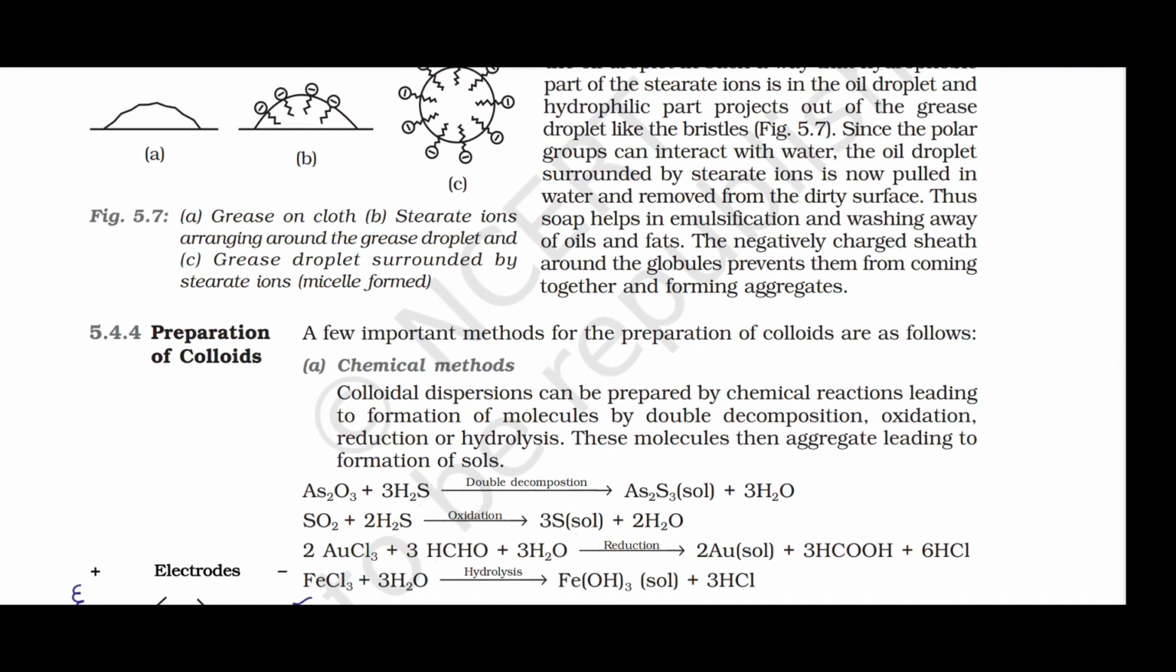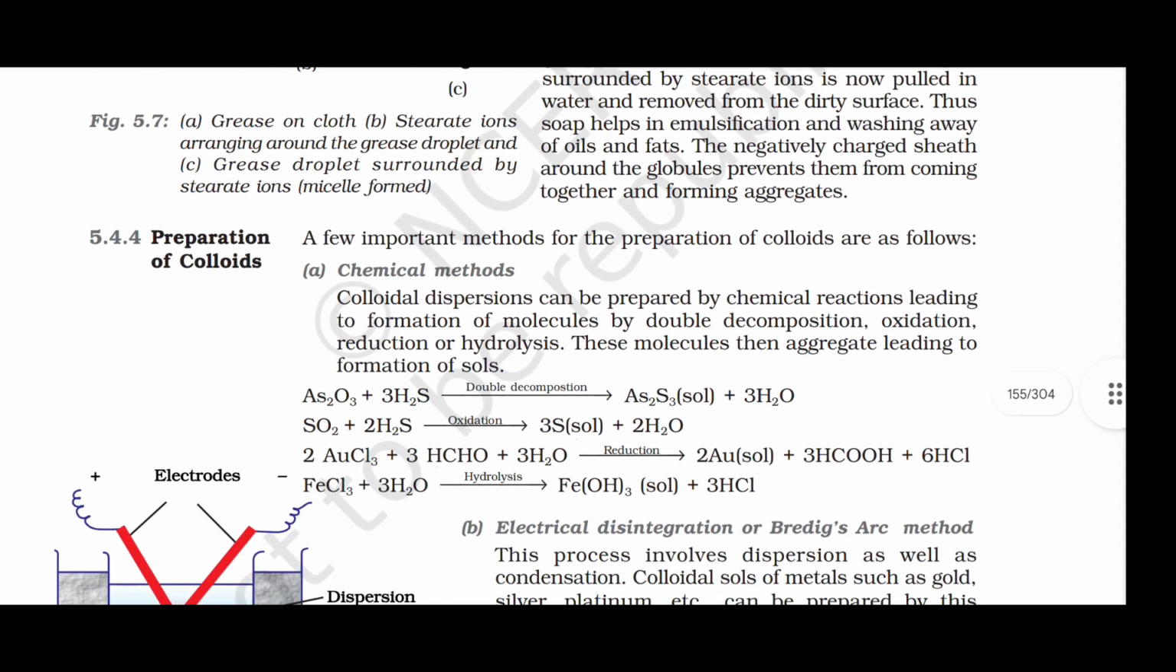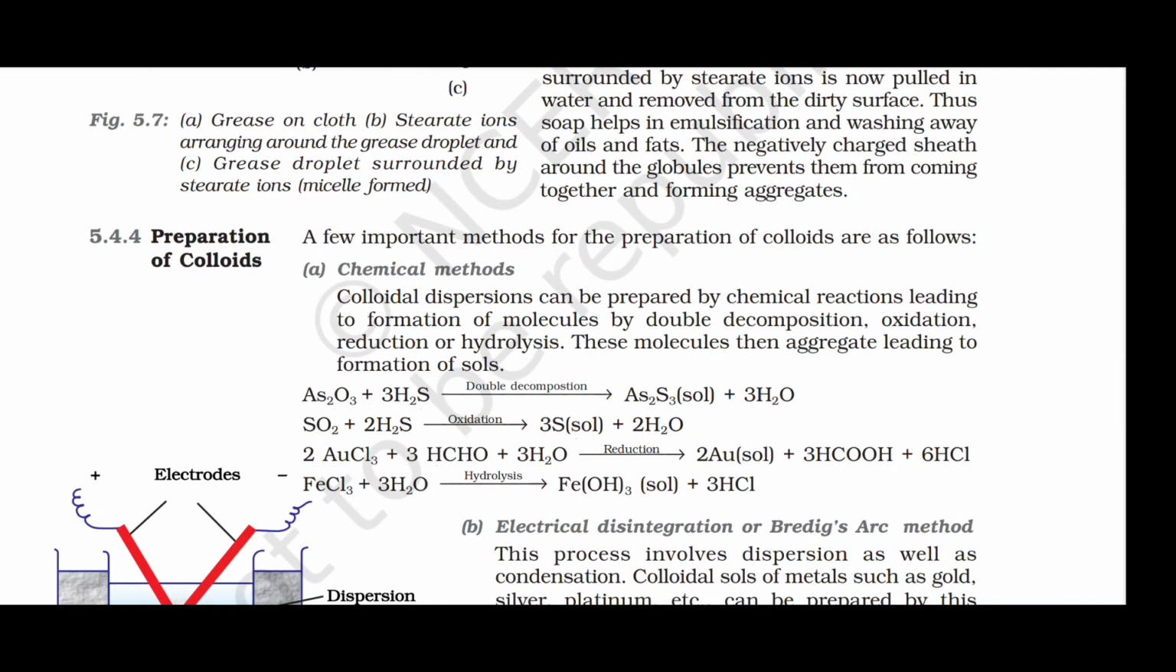A few important methods for preparation of colloids are as follows. 1. Chemical methods. Colloidal dispersion can be prepared by chemical reactions leading to formation of molecules by double decomposition, oxidation, reduction, or hydrolysis. These molecules then aggregate leading to formation of sols.